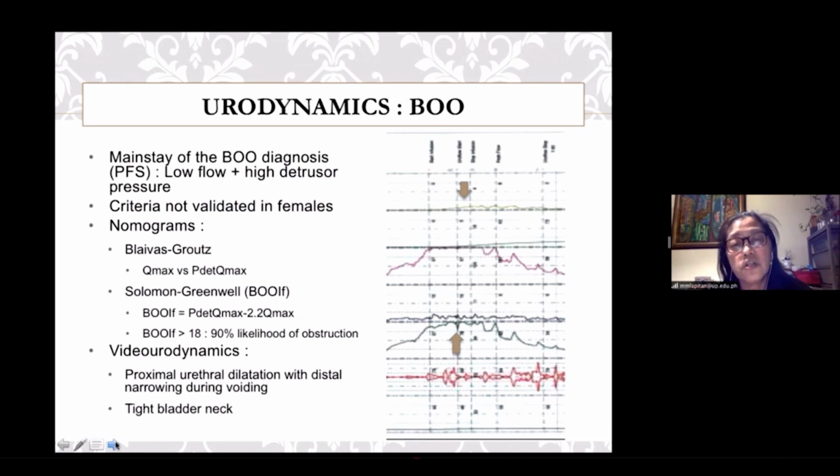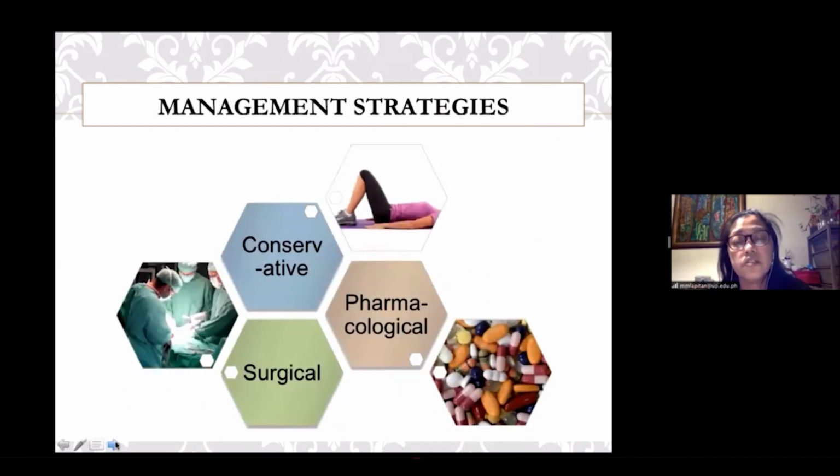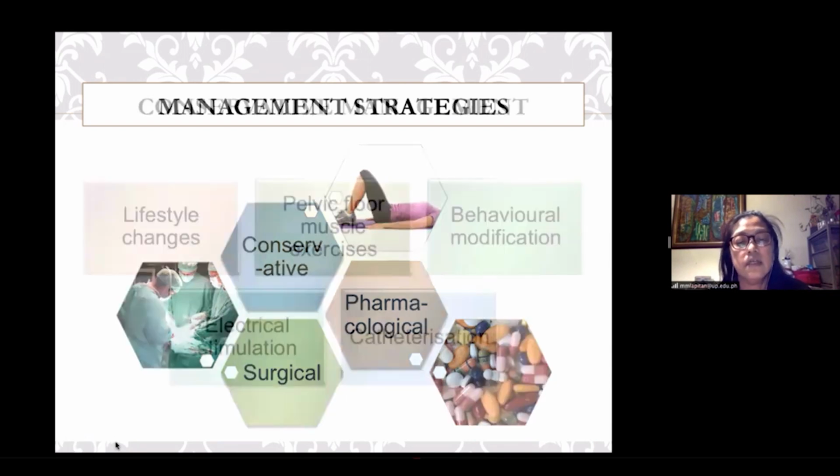The demonstration of a proximal urethral dilatation with distal narrowing during voiding, or a tight, non-relaxing bladder neck associated with a high detrusor pressure, confirms bladder outlet obstruction. Now, the management of these conditions may be classified into conservative, pharmacological, or surgical.